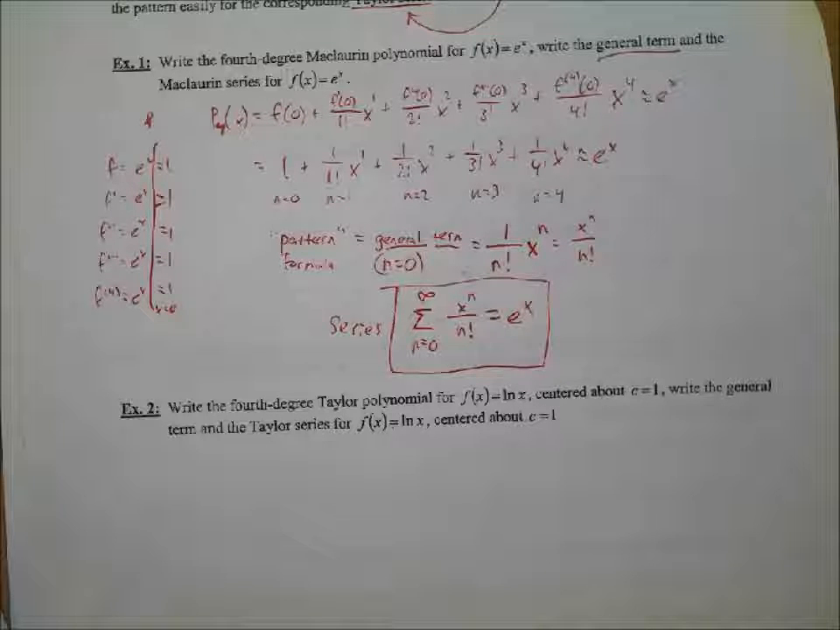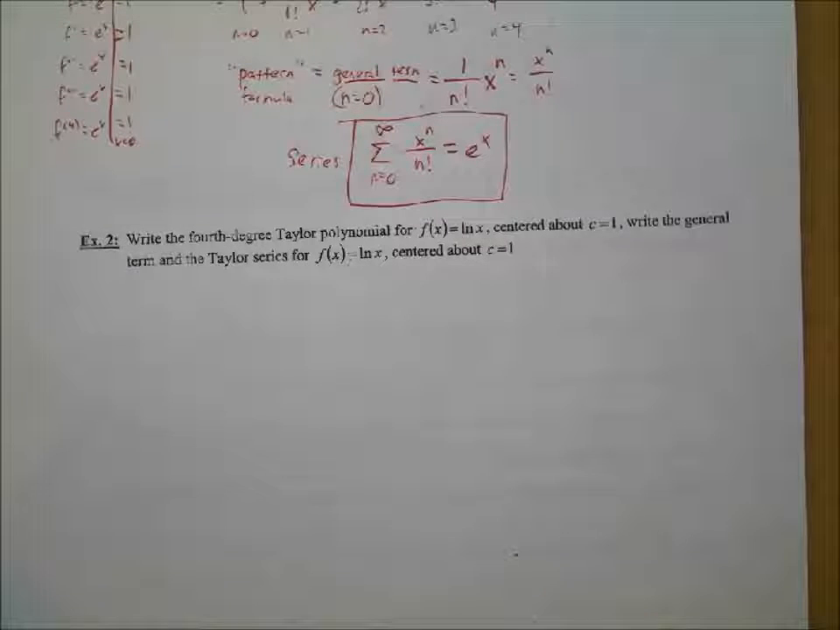And why would it not be a good idea to center our power series at 0 for the natural log of x? Right, because you can't take the natural log of 0. The natural log of 0 does not exist, and so we have to center somewhere else. So we'll use 1 to build this polynomial.